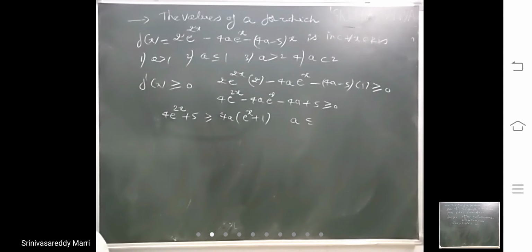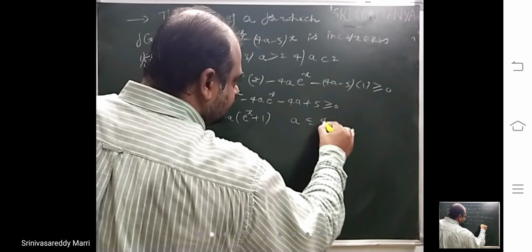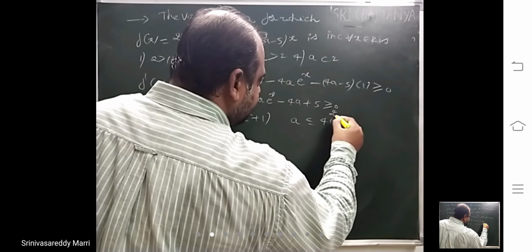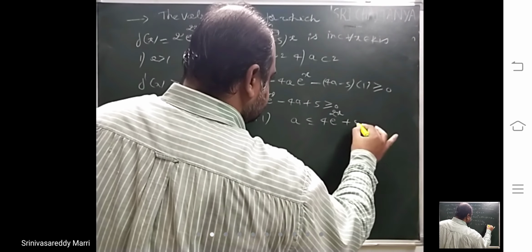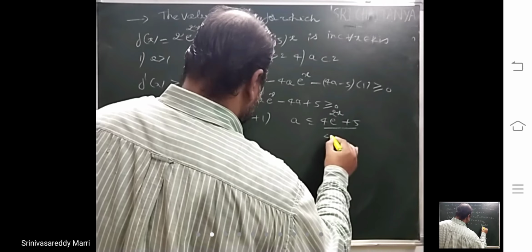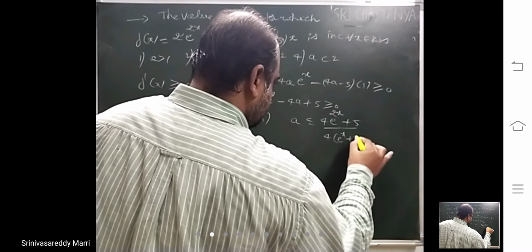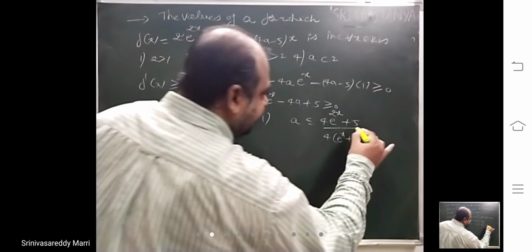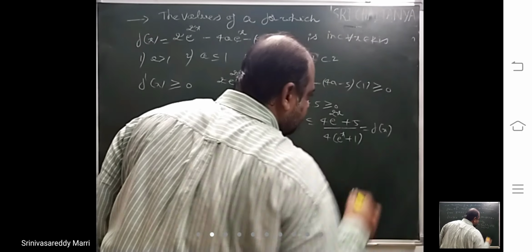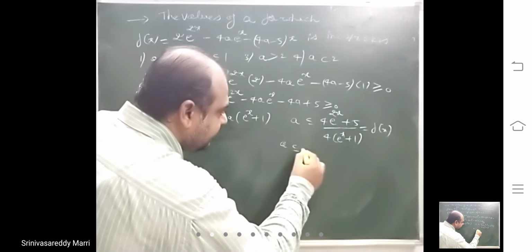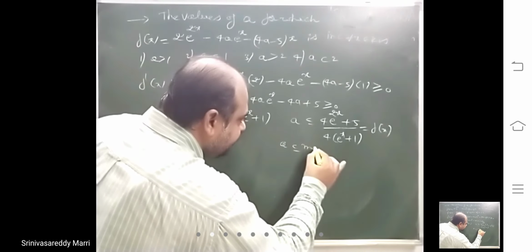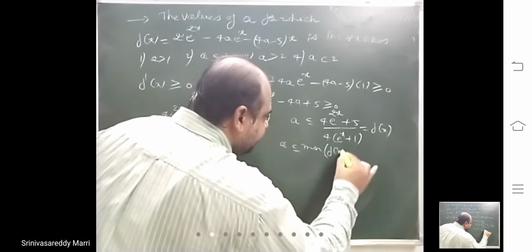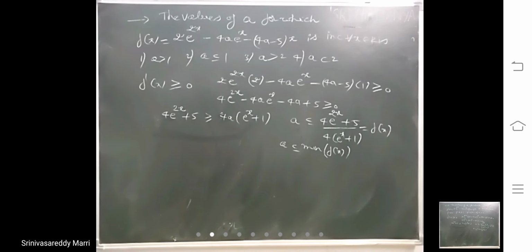That means you will get this inequality right from this side: a less than or equal to (4e power 2x plus 5) divided by (4e power x plus 1). So you got a less than or equal to f of x. Let us say that is f of x. What you have to write? a less than or equal to the minimum value of f of x. That you know.